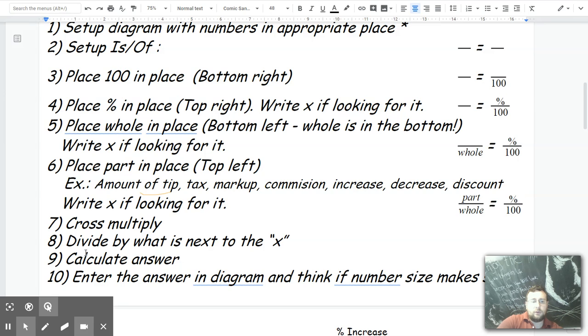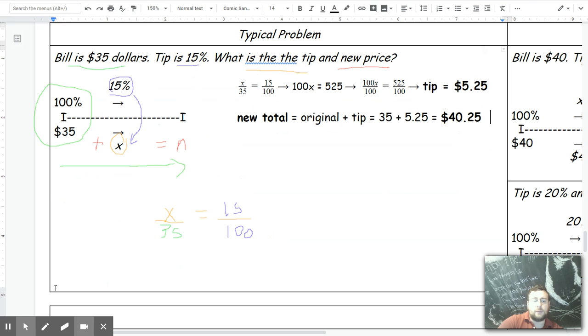The next thing I need to do now is cross multiply, since I already have my whole setup ready to go. So let's go do that, and let's cross multiply. Now, cross multiplying basically means getting this times this and this times that, right? So X times 100 and 35 times 15. The part times the 100 and the whole times the percentage. And then you will get 100X, and 35 times 15 is 525. So you see me doing that here in that step.